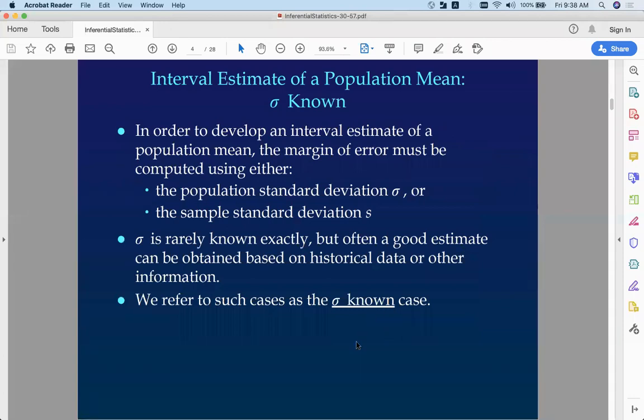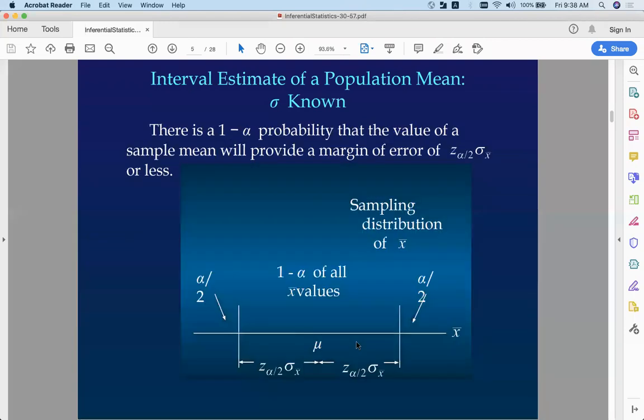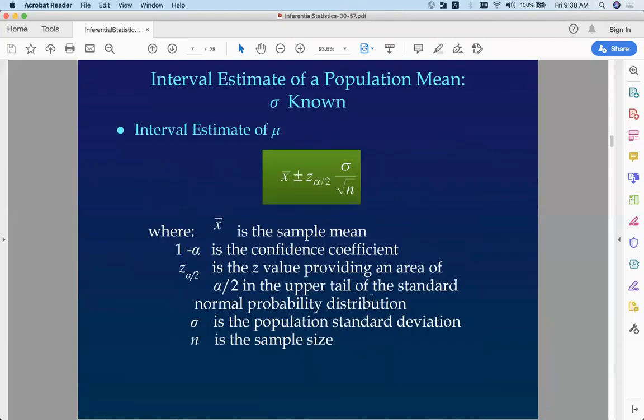So what it means, I'm trying to find mu with the help of X bar and with the help of sigma, and I'm trying to come up with an interval estimate. Okay, so this part you can ignore. So the formula comes to X bar, which is your sample mean, plus or minus margin of error, which is given by Z alpha by 2.